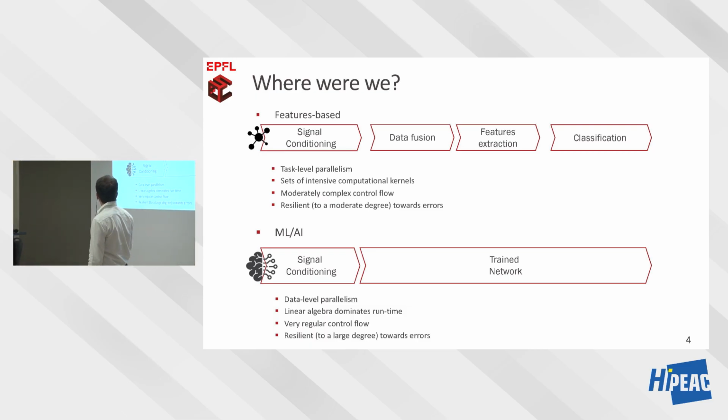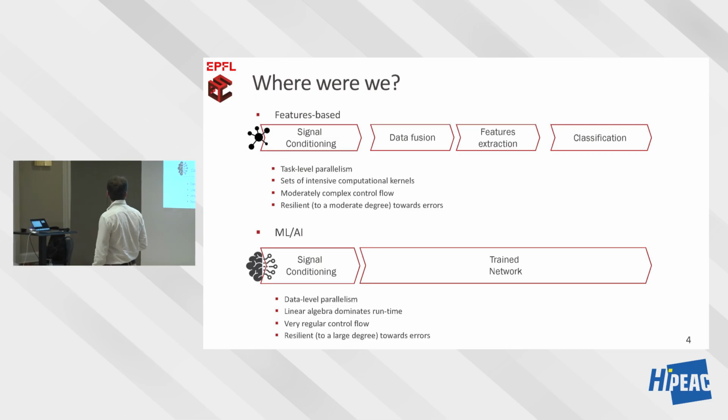There is a moderately complex control flow. As opposed to what you may find in machine learning, for feature extraction there are definitely if-then-else structures. So if we want to accelerate this type of structure, we had better deal with it. And there is some resiliency, at least to a moderate degree, towards errors.